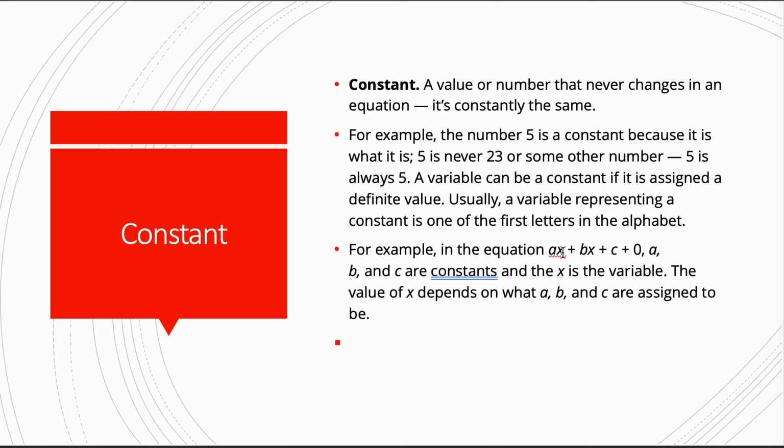So if I assign a value 1 to my x, this is no more a variable. Usually we write equations as ax plus bx plus c. So a, b and c, as I said, are constants and x is your variable. But if you assign a number to x, this whole thing becomes constants. So by substituting a value into a variable, you can change a variable to a constant.